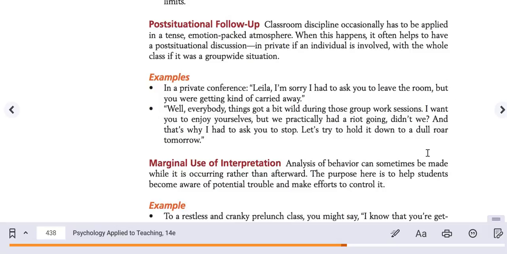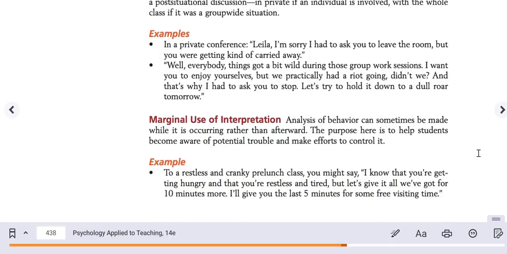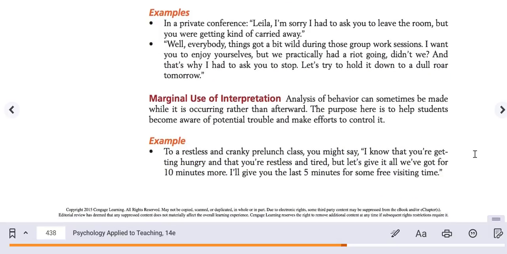Marginal use of interpretation. Analysis of behavior can sometimes be made while it is occurring rather than afterward. The purpose here is to help students become aware of potential trouble and make efforts to control it. To a restless and cranky pre-lunch class, you might say, "I know that you're getting hungry and that you're restless and tired, but let's give it all we've got for 10 minutes more. I'll give you the last 5 minutes for some free visiting time."